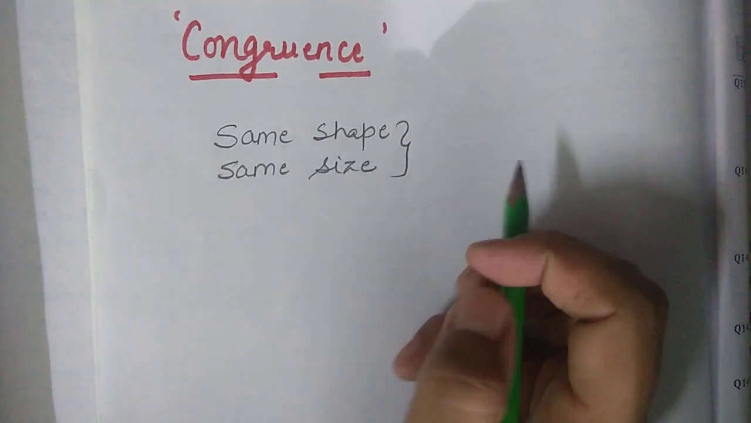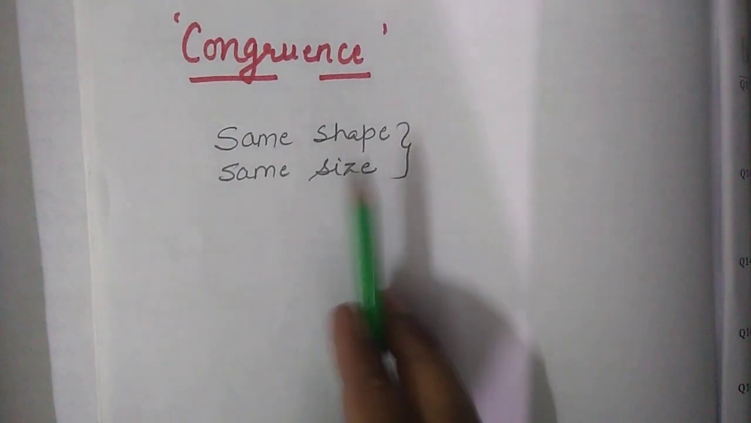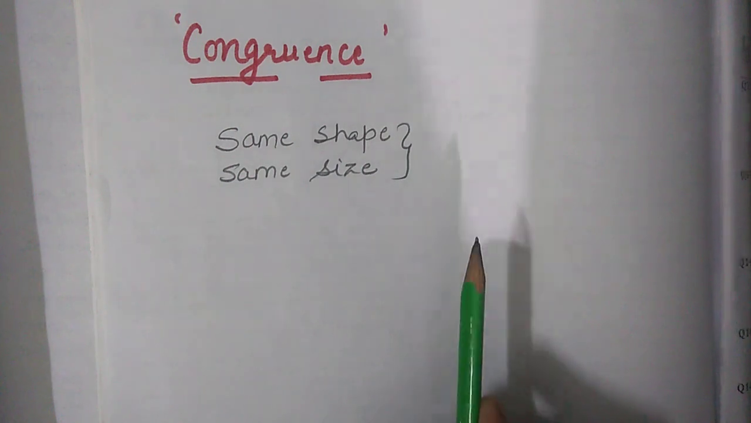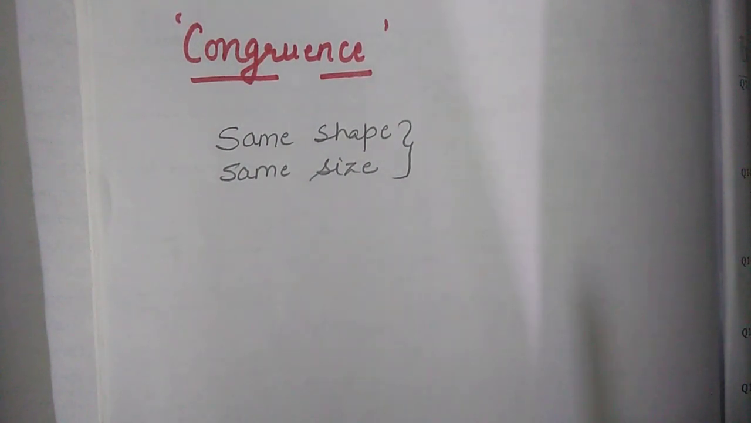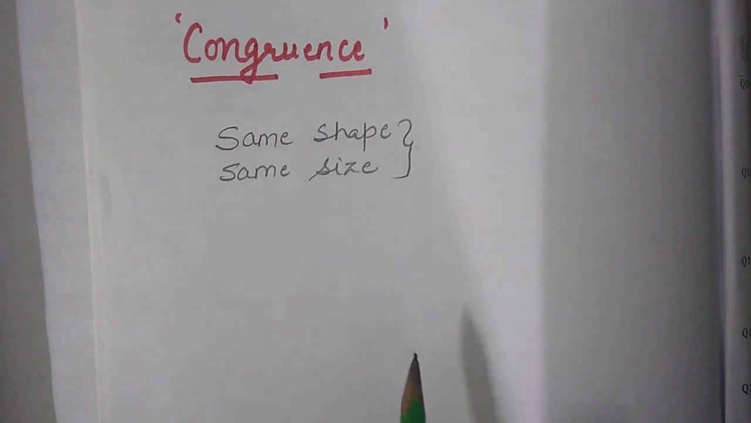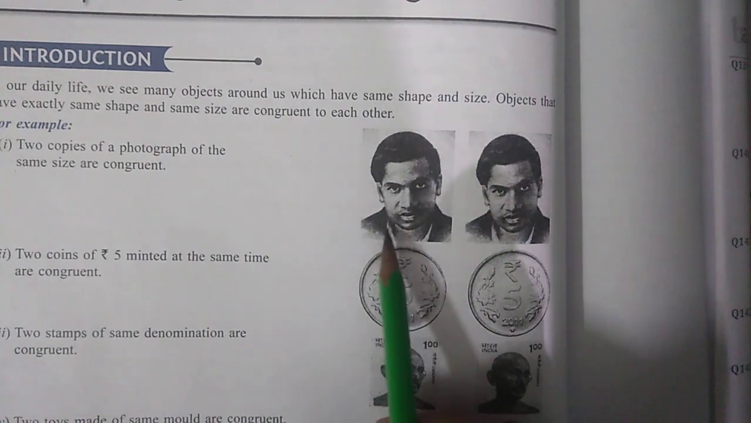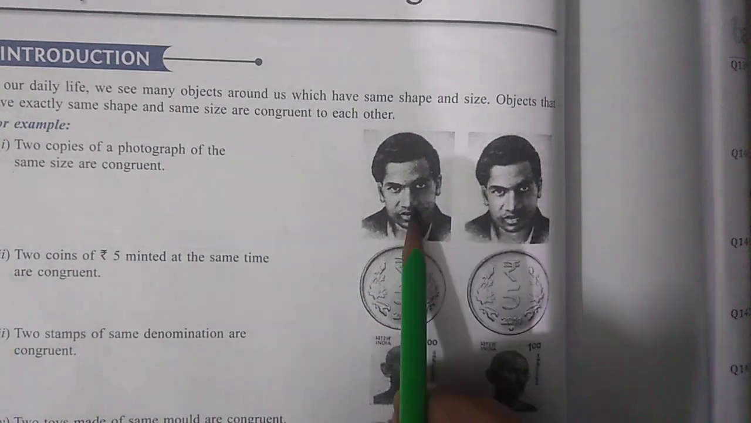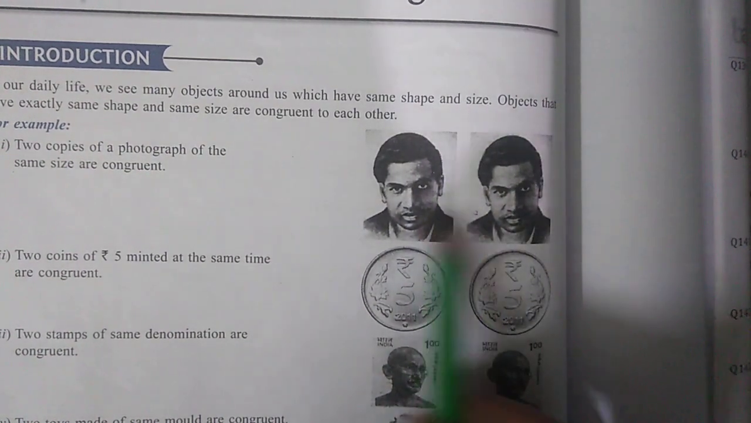Congruent means the geometrical idea that tells the objects having same shape and same size. So whenever you see two or more objects having same shape and same size, then you can say that those figures are congruent. For example, these are the two copies of a photograph having same shape and same size. So we can say they are congruent.